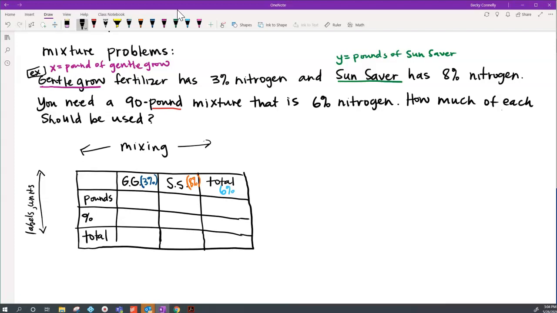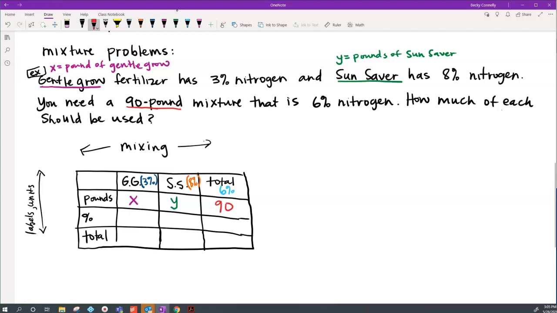So do I know how many pounds of the Gentle Grow I need? No, I said I was going to call that X. The number of pounds of Gentle Grow is going to be my X. And do I know how many pounds of the Sun Saver I need? No, I called that Y. But I do know that I want 90 pounds, because this whole row is dealing with pounds. I know that together I want that to be 90 pounds.